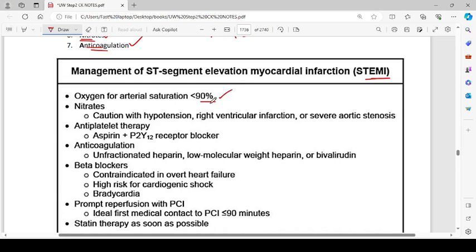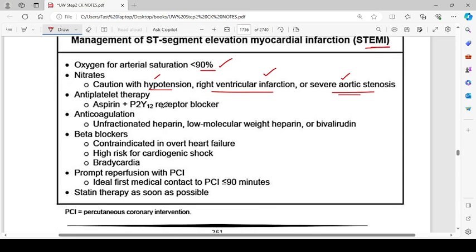Nitrates, with caution in hypotension, right ventricular infarction, or severe aortic stenosis. Now, if it is right ventricular infarction, you should not give nitrates. If it is severe aortic stenosis, you should not give nitrates because that will lower the cardiac output to devastating levels, right? So avoid that. Just make a good diagnosis before administering nitrates, and they can also cause hypotension, so we have to be cautious about that as well.